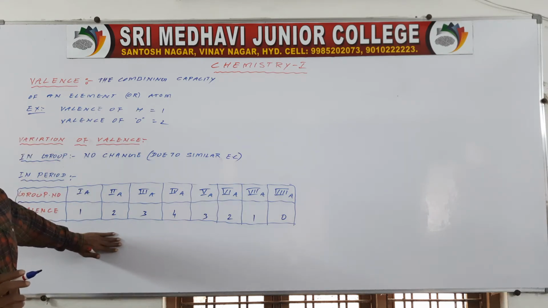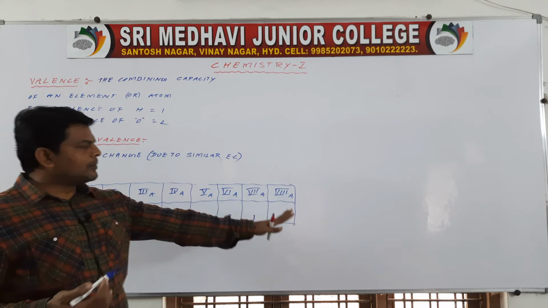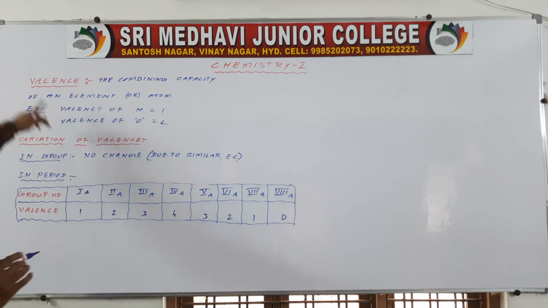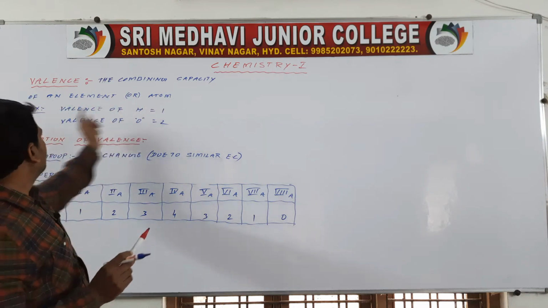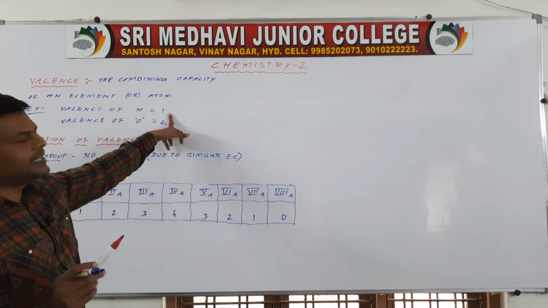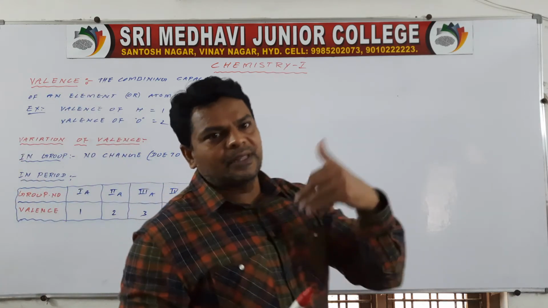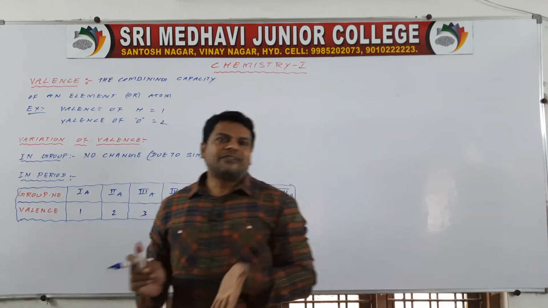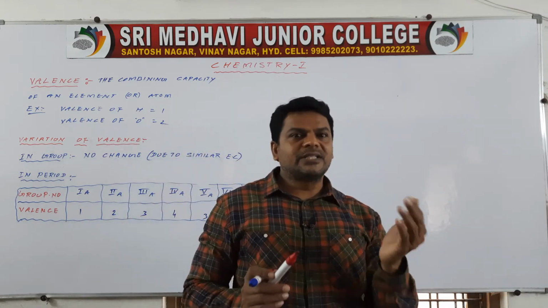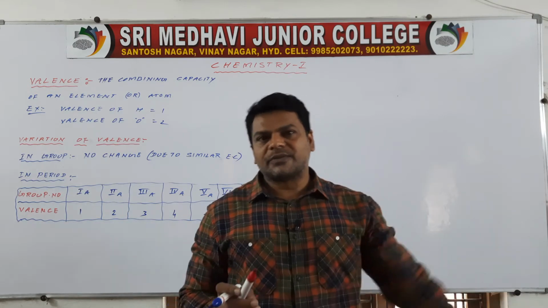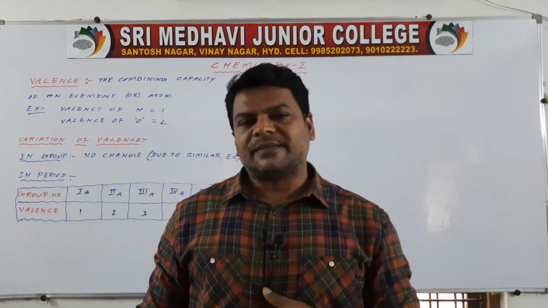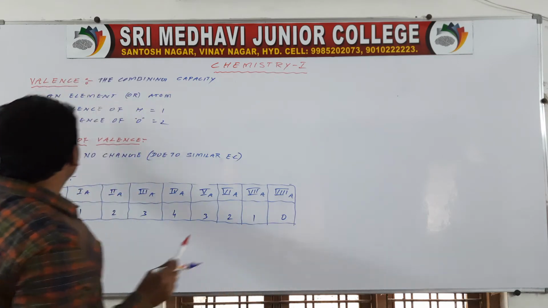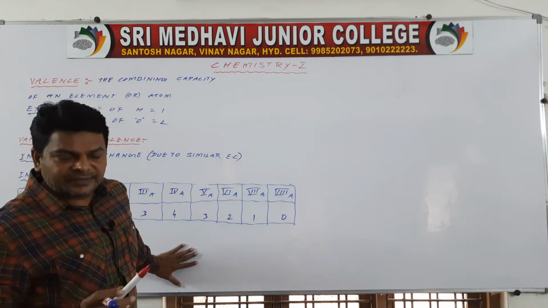This is valency with respect to hydrogen. If you take valency with respect to hydrogen, it increases up to the fourth group, then decreases, ending with 0. The combining capacity of an element or atom is called valency. Valency of hydrogen is 1 because hydrogen can form one bond with other elements. Valency of oxygen is 2, it can form two bonds with other elements. Valence electrons are the electrons present in the valence shell, that is the difference.